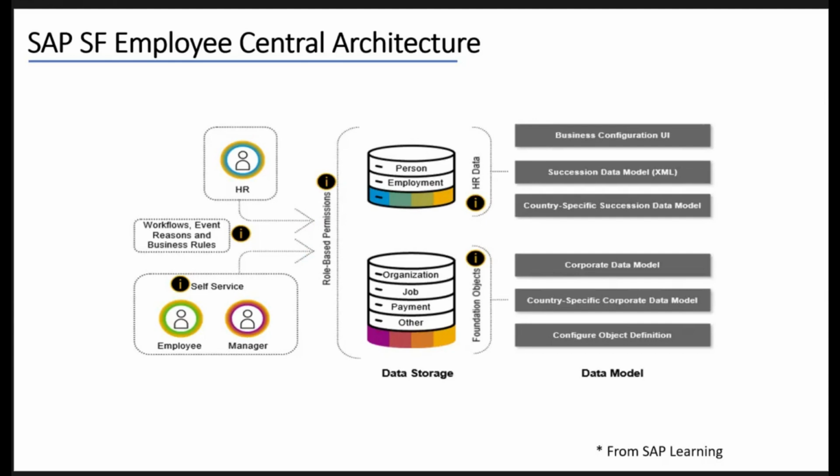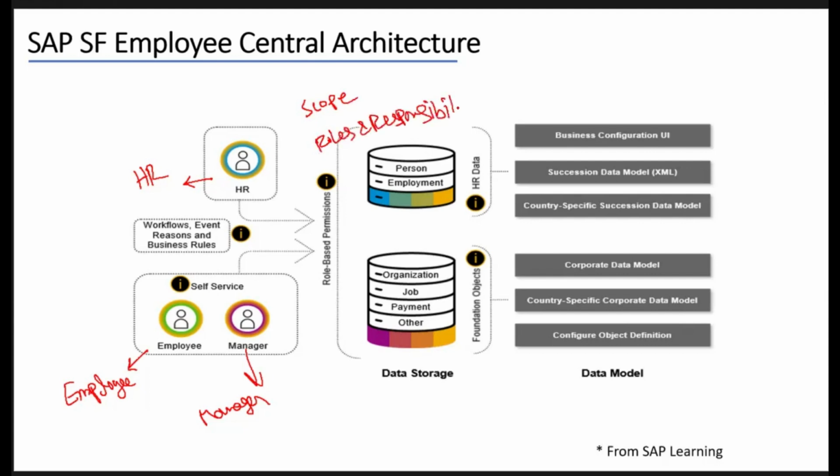When we look at the Employee Central architecture at a high level, we have three kinds of users who will access and control the employee data in the application. One is HR, the second one is employee, and the third one is manager. These are the three users who will access and control employee data. Their access to data is controlled with role-based permissions based on their scope of work, roles, and responsibilities. These users help to store the HR and foundational data in the system.